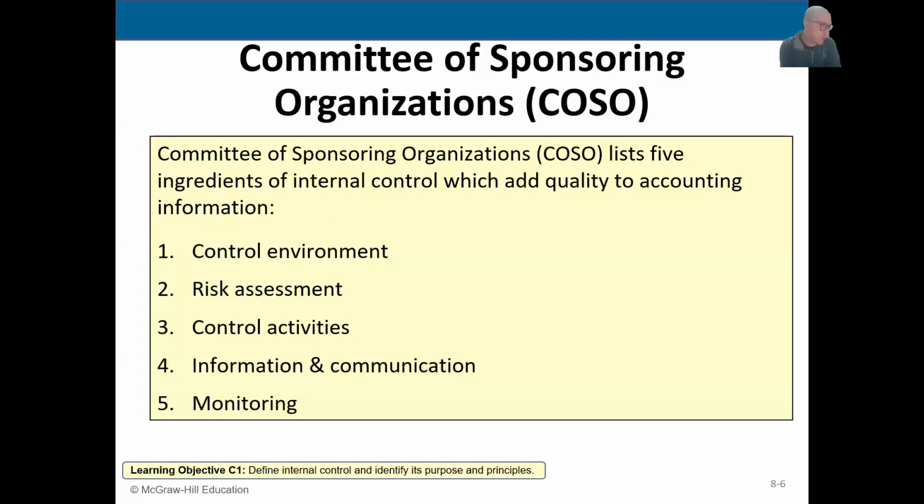And then, of course, the last component here is monitoring. Regularly reviewing the adequacy of the internal control processes and procedures and the operation of internal controls is very, very important. So these 5 components by COSO really help companies to establish internal controls and also provide additional quality to those internal control systems.